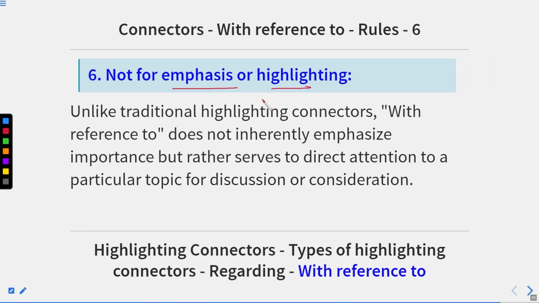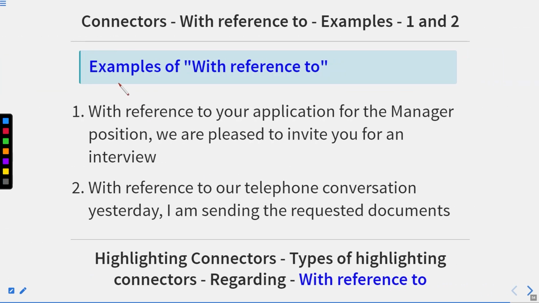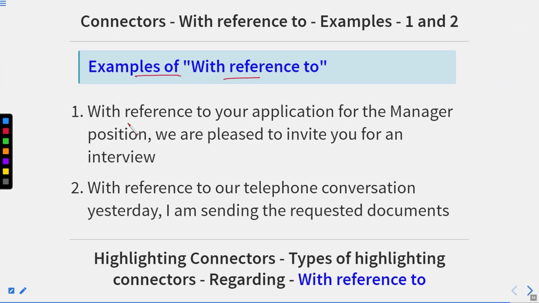Not for emphasis or highlighting. Unlike traditional highlighting connectors, "with reference to" does not inherently emphasize importance but rather serves to direct attention to a particular topic for discussion or consideration. Now, examples of "with reference to". With reference to your application for the manager position, we are pleased to invite you for an interview.